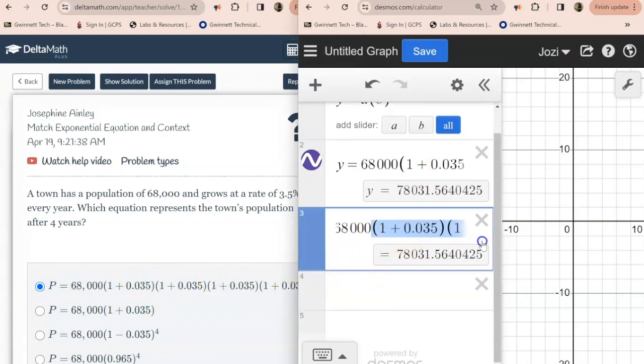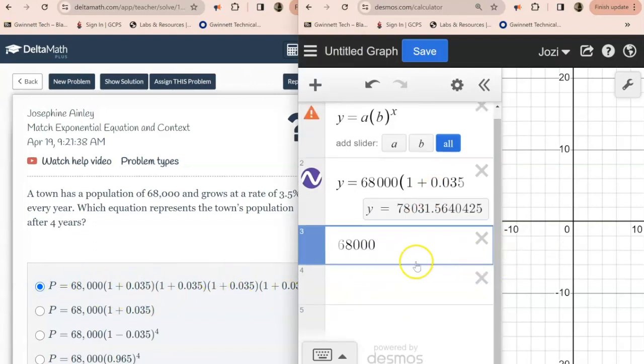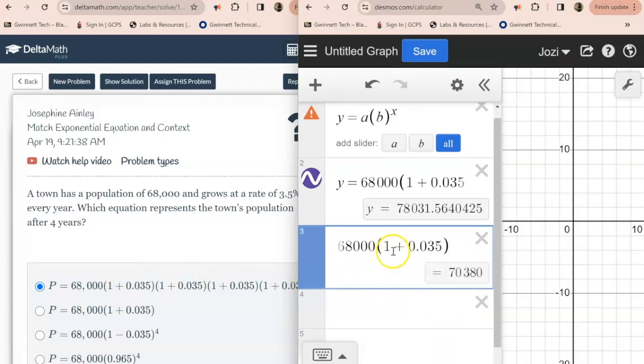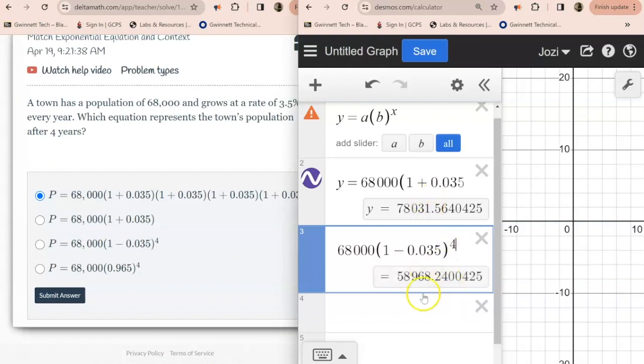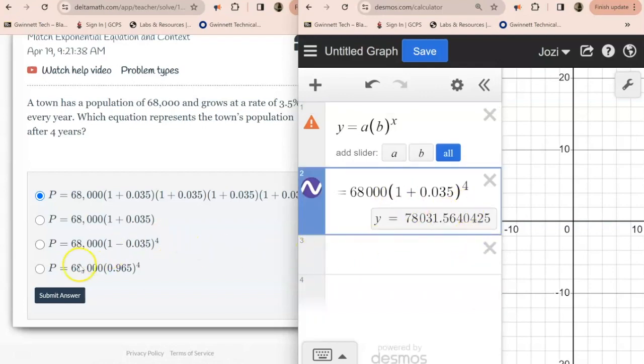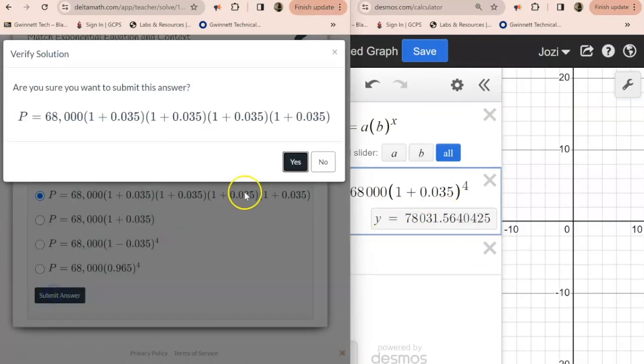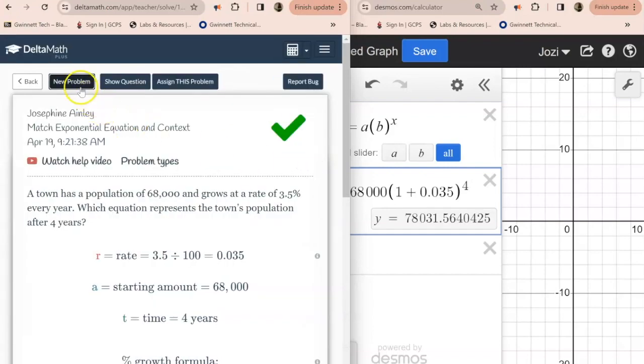So the next one would be 6,800 and then has parentheses one plus. These the same? No. So that's not the option. Let's look at the next one. This one is one minus. So instead of one plus, it's one minus. And then you're going to put it to the power of four. Is that the same? No, it's not. This next one is 0.9, so just changing this to 0.965. Are those the same? No, it's not. It just so happens that the very first number I checked is the answer. So you could do it with a calculator that way.